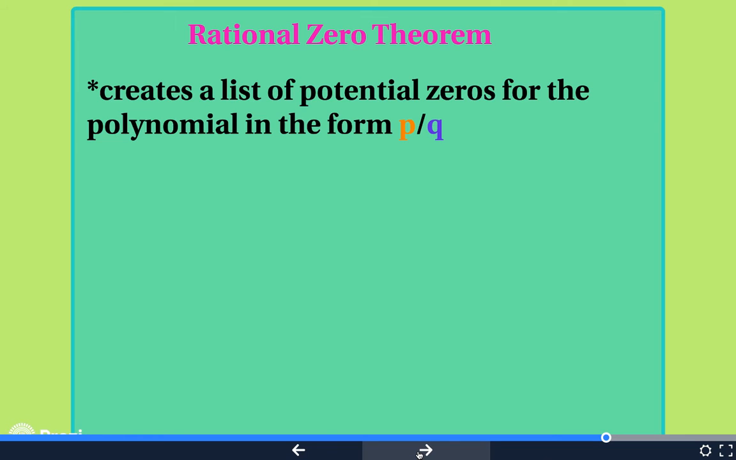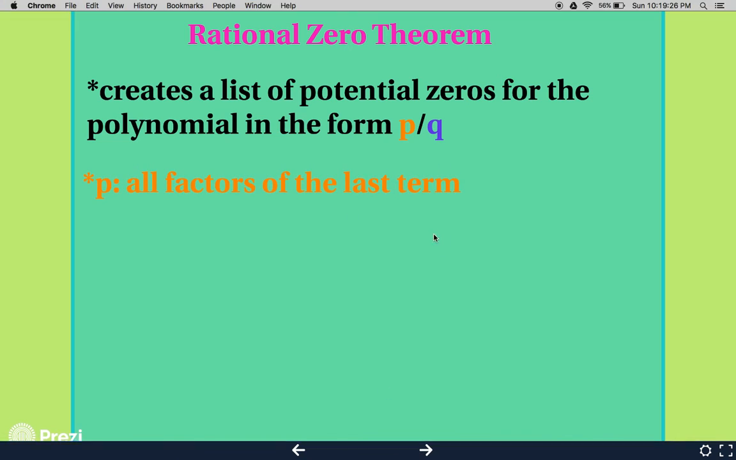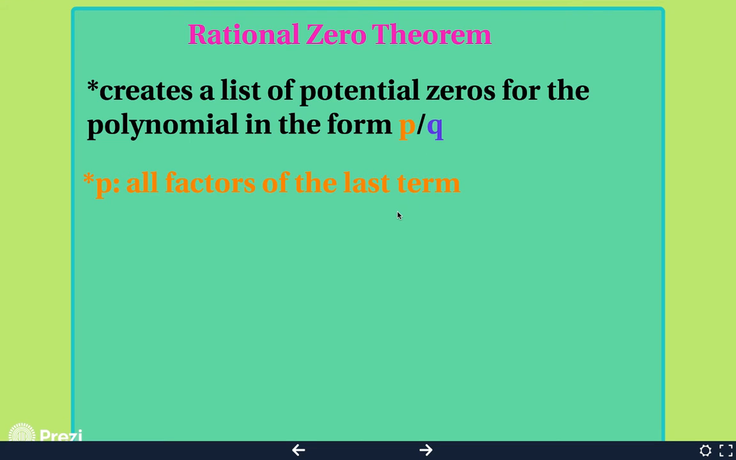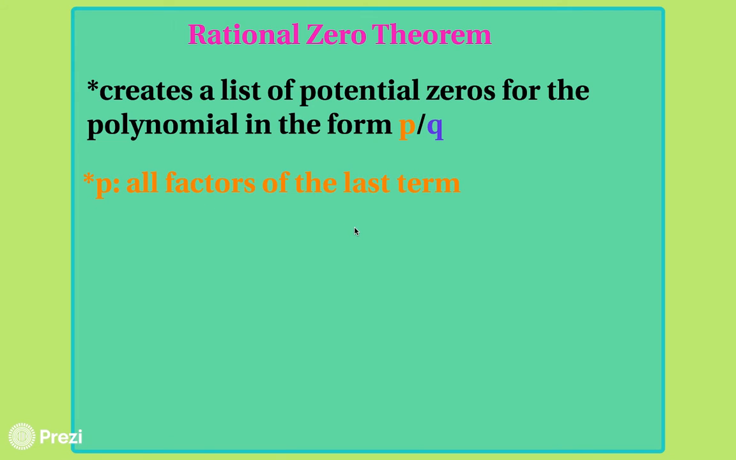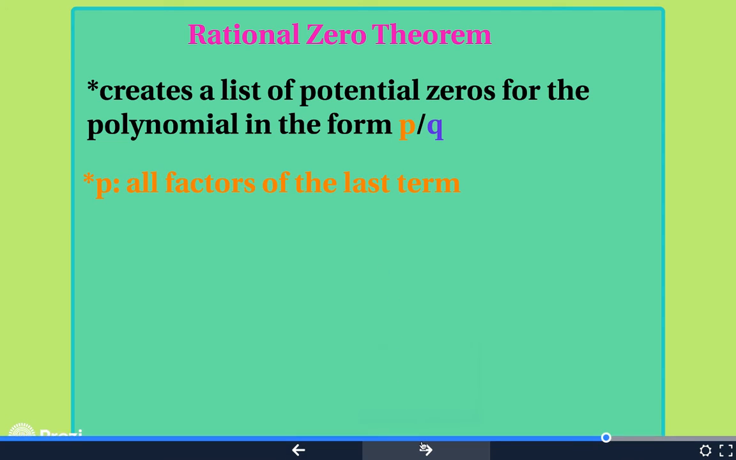If we don't get 0 as a remainder, it will not be a 0, so we have to pick another thing off the list. Okay, now, the form p over q, let's talk about what that means. So p, the p-values, will come from all the factors of our last term in standard form, or our constant term. So we're going to write everything that goes into the last term for our p-values.